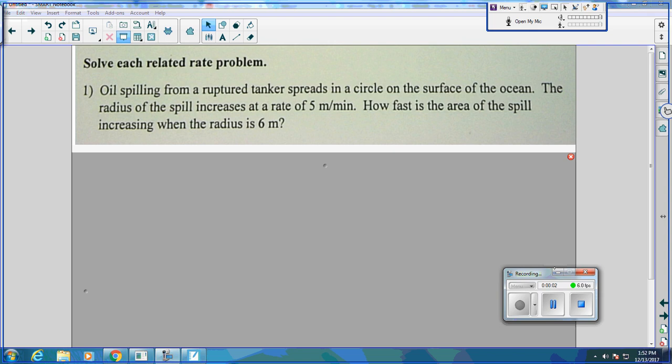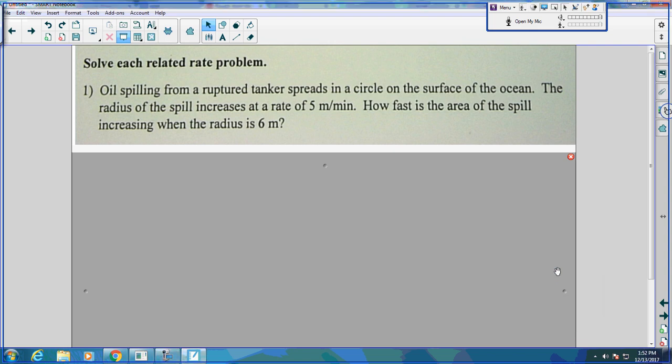Again, this is related rates, and the big challenge here is there is no procedure. Every time you read a problem, you have to develop the formulas, develop the situation, and then differentiate.